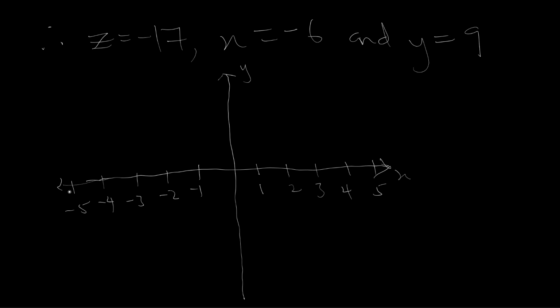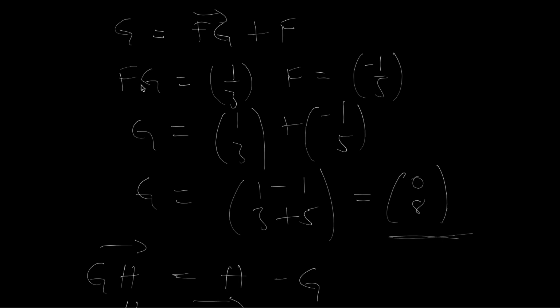negative 5. Then we have 1, 2, 3, 4, 5, minus 1, minus 2, minus 3, minus 4, and minus 5.